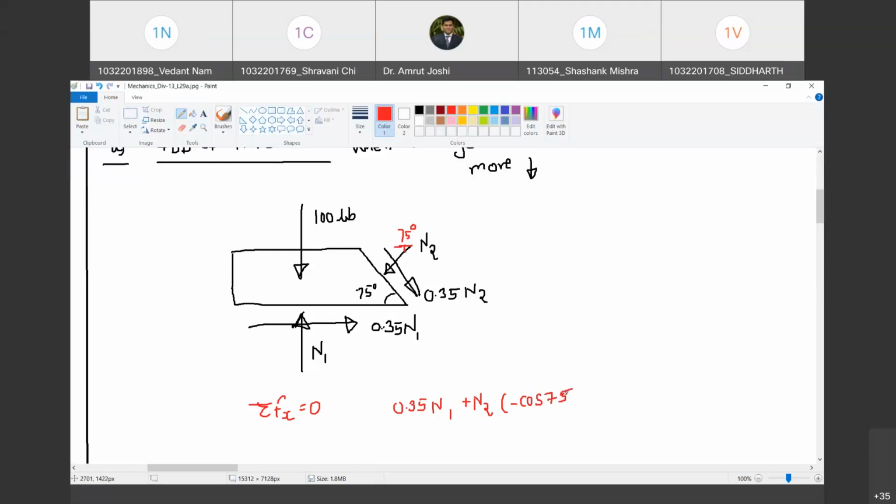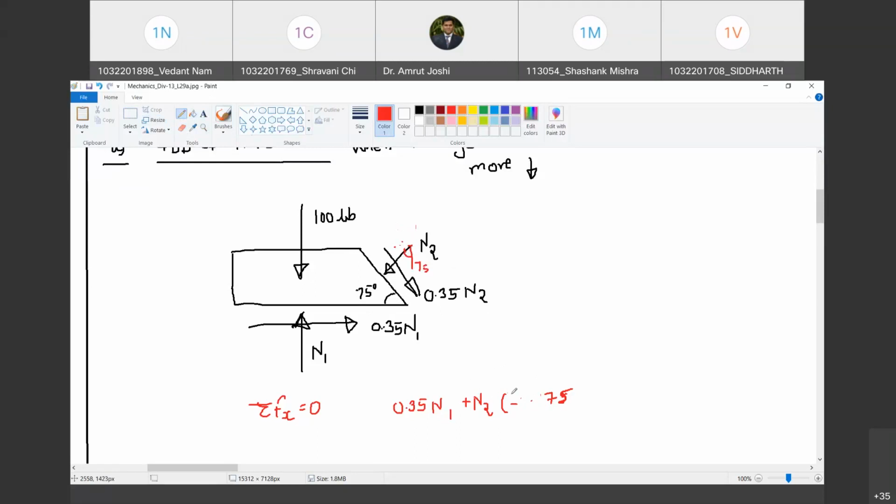And what else will it be? Plus 0.35 N2. Just a minute, it would be cos as well. No, we made a mistake. N2 makes an angle of 75 with the vertical, not with the horizontal. This line makes an angle of 75 degrees with the horizontal, so with the perpendicular to the horizontal, that is vertical, it will make an angle of 75. So what do we have to write? The first component is sin 75 and minus sin 75.